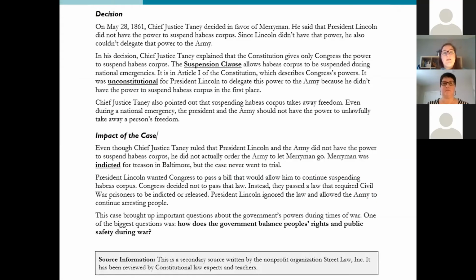So here's the end of that case, the decision and the impact, if you want to take a quick moment to read through. Got an interesting decision and impact, maybe not expected.